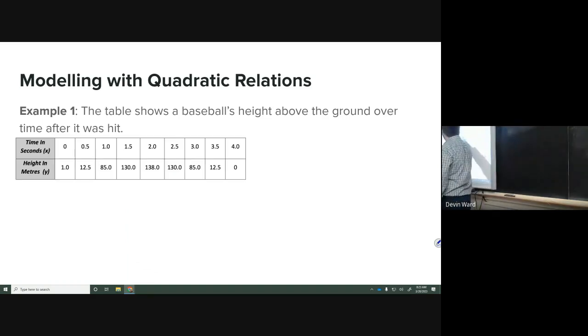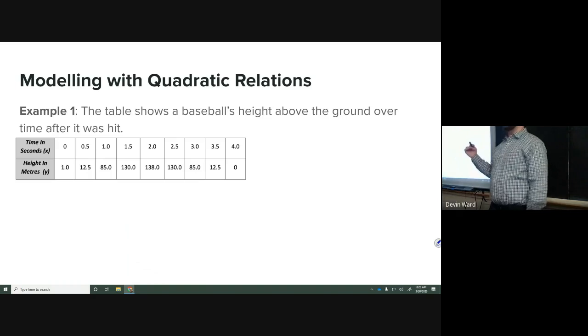So this table shows the baseball's height above the ground over time after it was hit. Okay. So also, boys baseball tryouts are Wednesdays. Want to sign up?